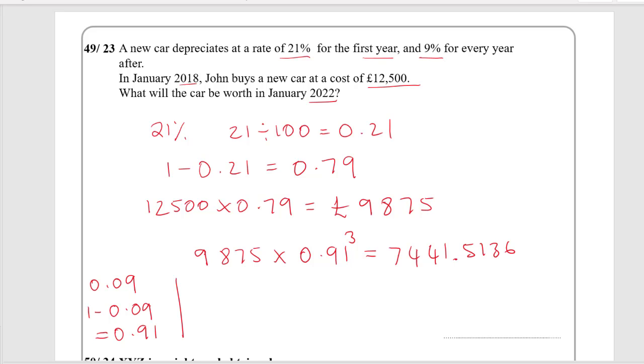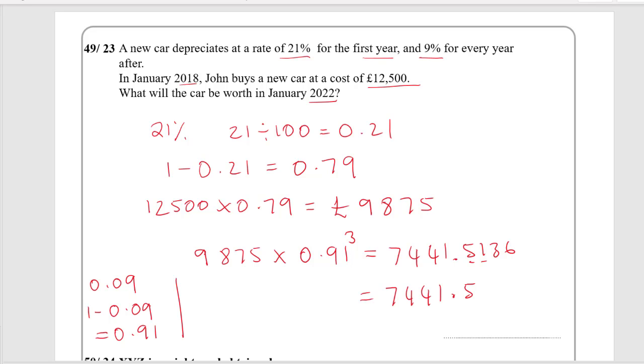7,441.5136. Let's stop here. Now, because it's money, we can only deal with up to 2 decimal places. Okay, so let's write down 7,441.5. Look at the one number after the 1.